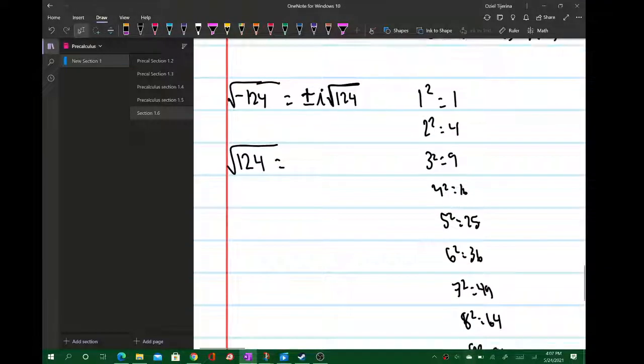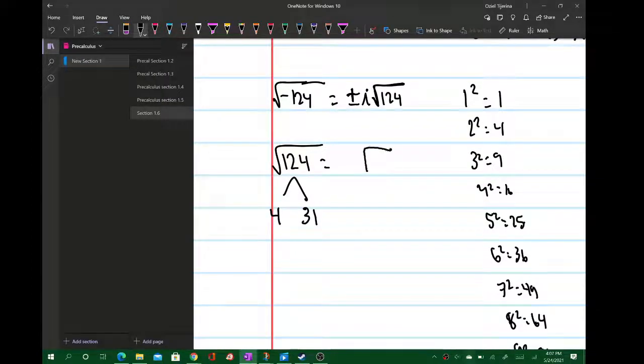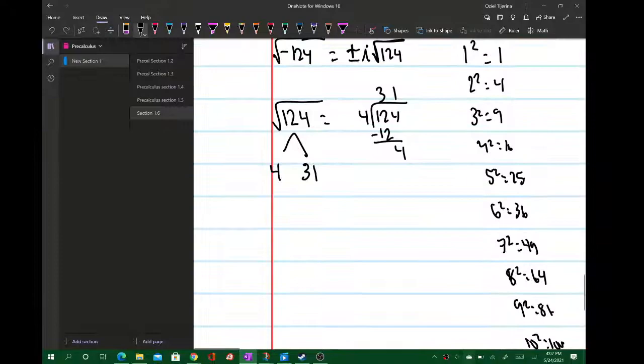Okay, so looking at this, I can do the factor tree. I can say, for example, 4 and 31. And if you don't know if it's divisible by something, you can always just try to divide it out. So like 124 divided by 4, and then you multiply 3. You subtract 12, and then you get 4 as your answer. 4 divided by 4 is just 1. So that's how I got 4 and 31.